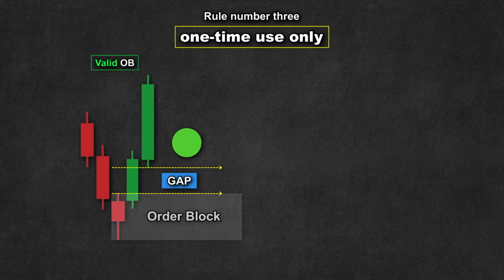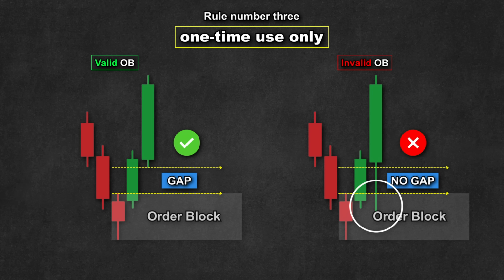Rule number 3, one-time use only. Order blocks are not support and resistance levels you can trade over and over. They're a single-use opportunity. We're only interested in the first time price comes back to test that zone. Once it's been touched and price has moved away, it's done. We don't revisit it. That order block is now mitigated and no longer part of our trading plan.